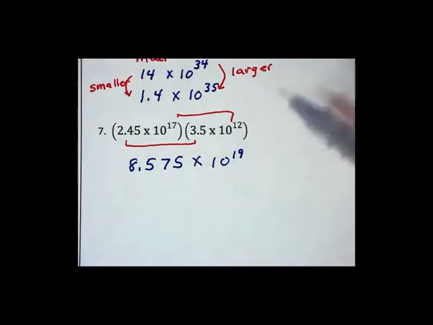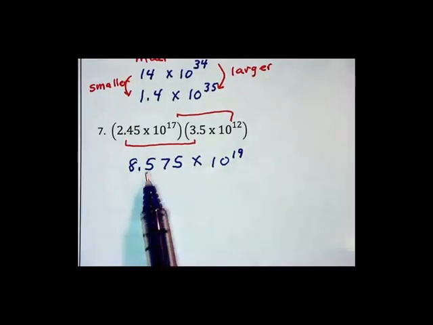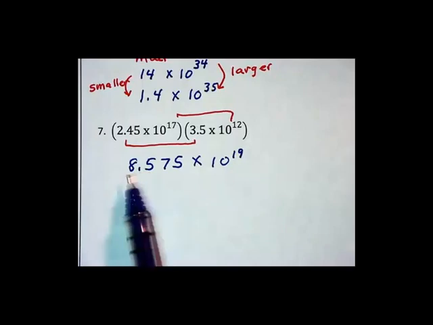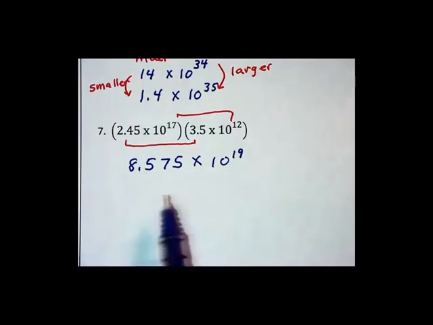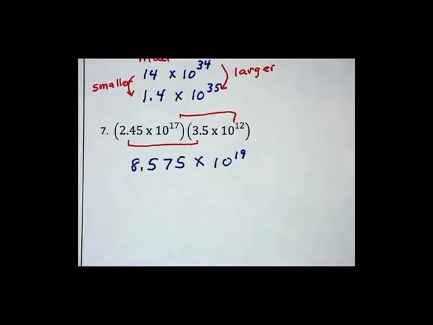So your chemistry teachers would probably want this rounded to the nearest tenth and would prefer you write 8.6 times 10 to the 19th. But we're going to leave our answer just as we have here for this problem because we're not in the chemistry class.